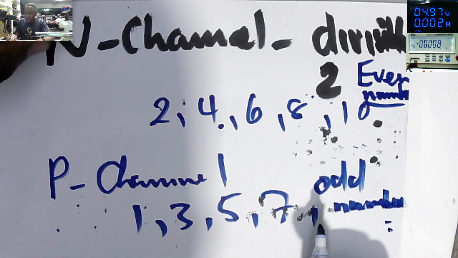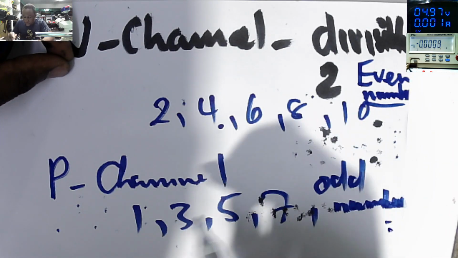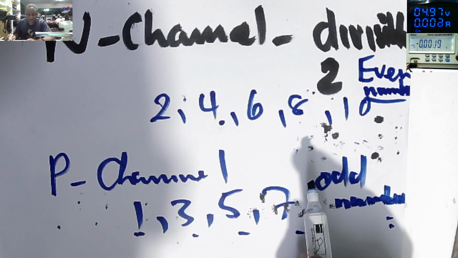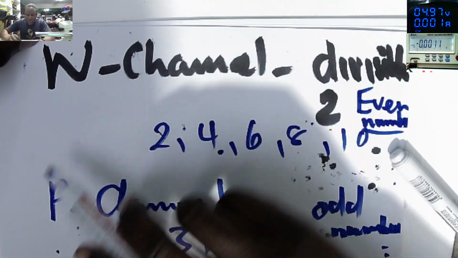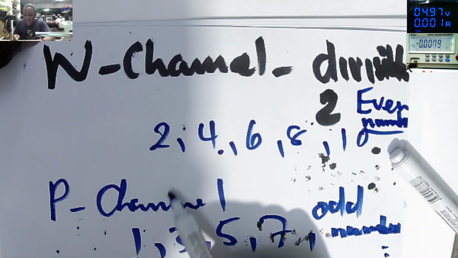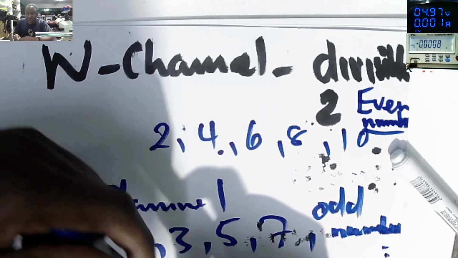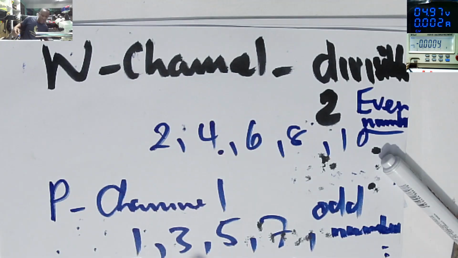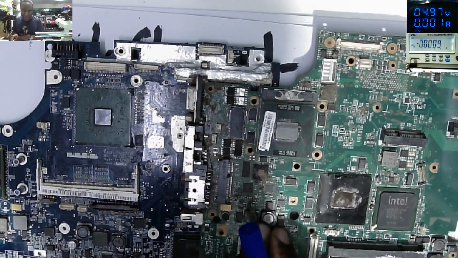So if you check the number written on top of the MOSFET, and the last number ends with 1 or 3 or 5, that's a P-channel MOSFET. But these days, I don't find too many P-channel MOSFETs on motherboards. They are using N-channel MOSFETs these days. So it's very possible to swap an N-channel MOSFET from this board and replace it here.